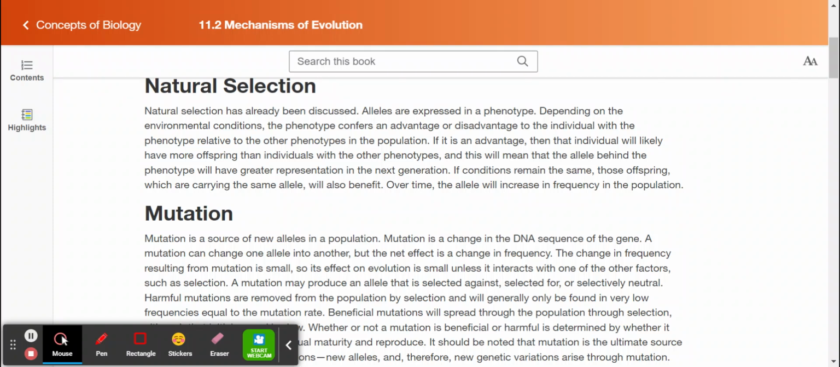Natural selection. Natural selection has already been discussed. Alleles are expressed in a phenotype. Depending on the environmental conditions, the phenotype confers an advantage or disadvantage to the individual with the phenotype relative to the other phenotypes in the population. If it is an advantage, then that individual will likely have more offspring than individuals with other phenotypes, and this will mean that the allele behind the phenotype will have greater representation in the next generation. If conditions remain the same, those offspring, which are carrying the same allele, will also benefit. Over time, the allele will increase in frequency in the population.